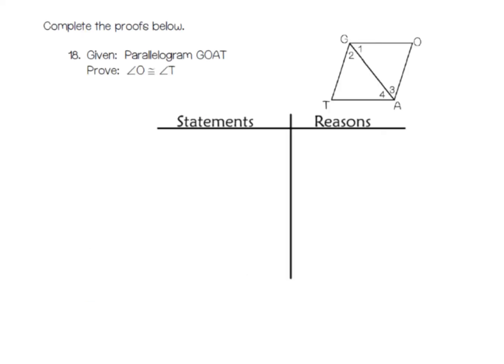All right, the next one is a proof. Okay, so we're going to write out our proof here. So it's given parallelogram GOAT. We want to prove that O is congruent to T. I'm trying to prove that opposite angles are congruent. Okay, now in this one, they gave us the fact that we have a parallelogram. So let's start there. We have parallelogram GOAT. That's given.